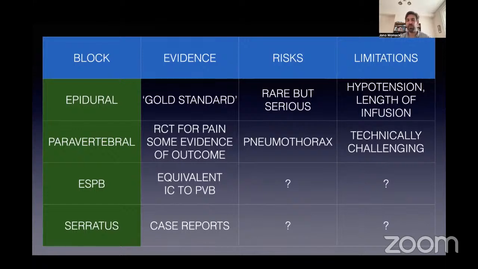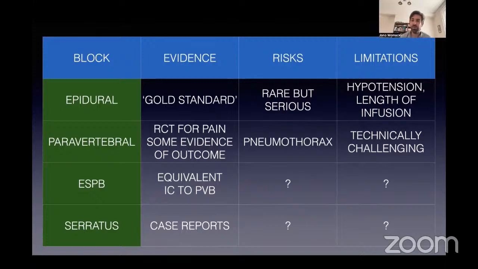So we always have to have a plan for what to do at the end of the epidural infusion. Now, paravertebral blocks and other peripheral nerve blocks, we tend to run for longer because the risk of infection is less significant. So the advantage of paravertebral, ESP and serratus is that we potentially can run the infusion for longer.